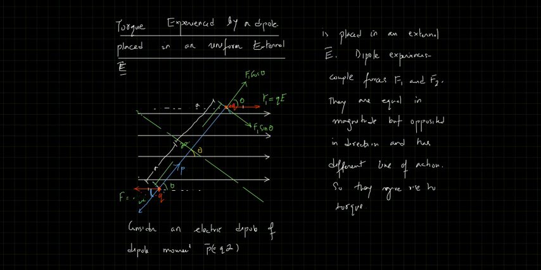So you see, this is theta, and this is also theta. F2 is equal to minus QE. Again I can divide F2 into two components. This would be my F2 cos theta, and the one I'm interested in, shown in red, is F2 sin theta.